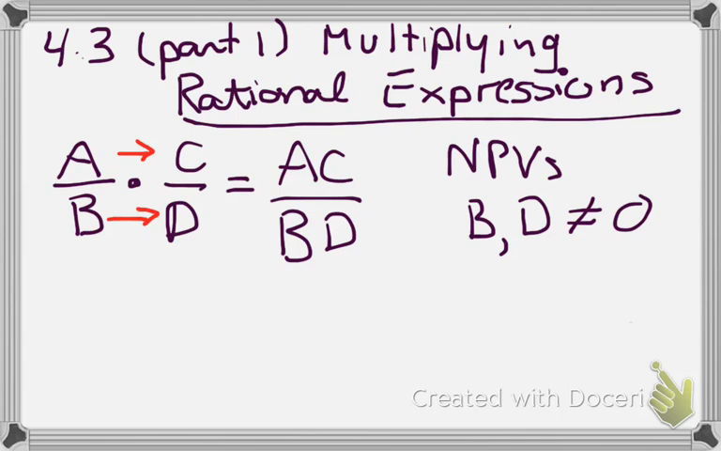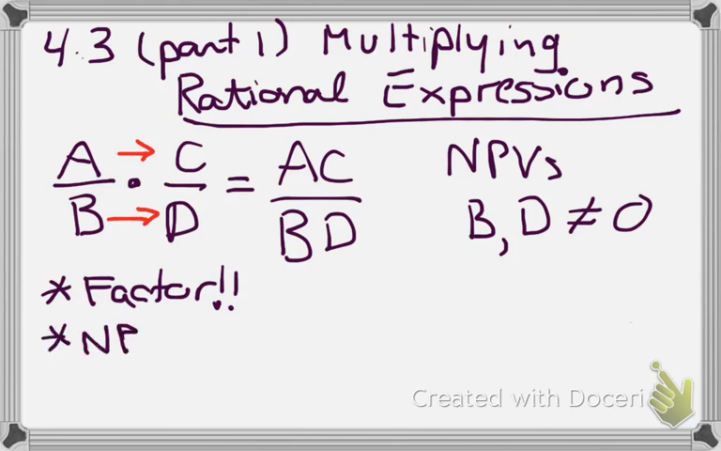Okay, so when we're multiplying, there's a couple things we always want to do. Always, always, always, we have to make sure everything is factored. That's always our first step. The next thing we always have to make sure we look for is our NPV. I don't want anything canceled out until those NPVs are found.